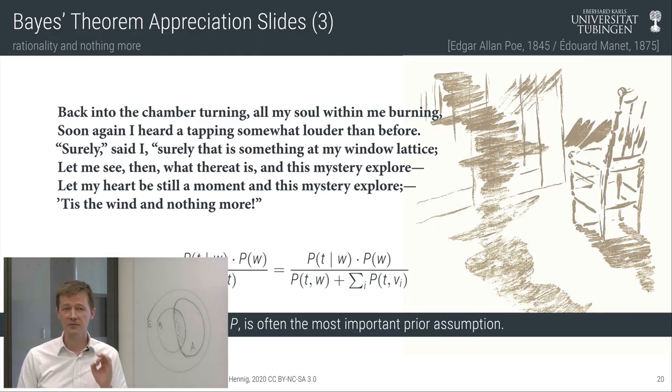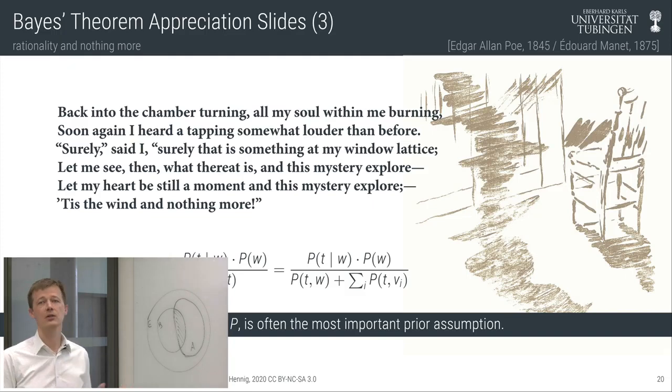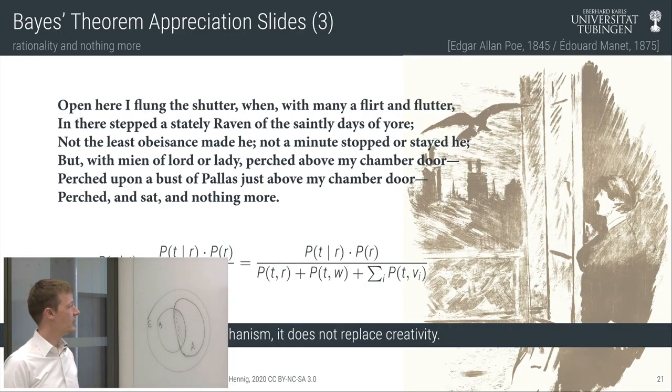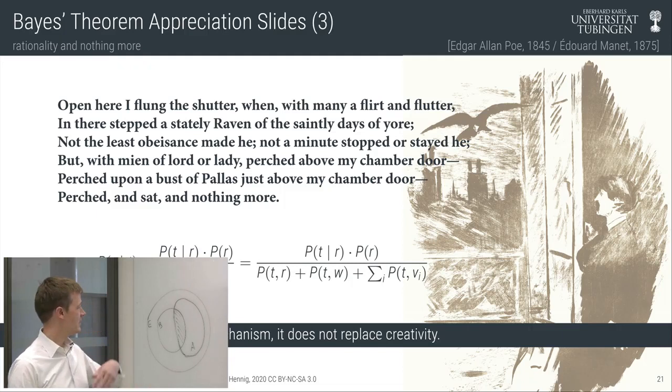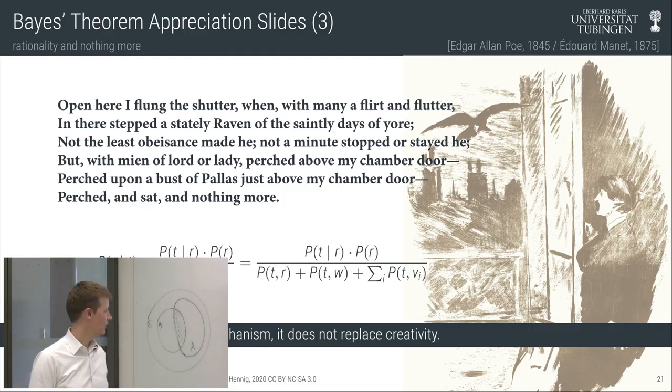This is going to be a very frequent problem in our inference process, that we have to write down the correct variables before we even begin reasoning, because otherwise all of our results could be flawed, no matter what the prior distribution is. Now, of course, those of you who've seen this poem before know that even this hypothesis is actually wrong. So now, as you open your door, in comes, with many a flirt and flutter, a stately raven of the saintly days of yore, and flies in and lands on the pallid bust of Pallas just above your chamber door, and perches and sits and nothing more.